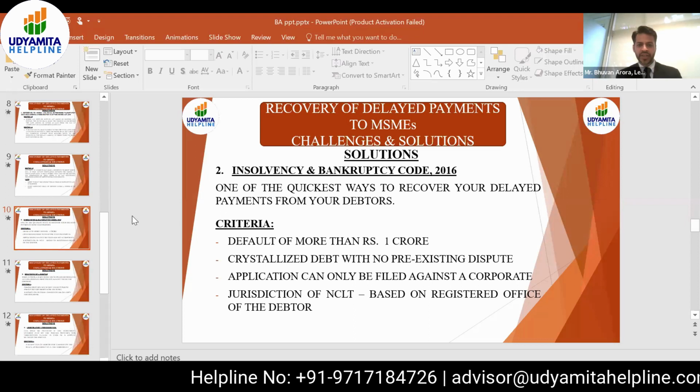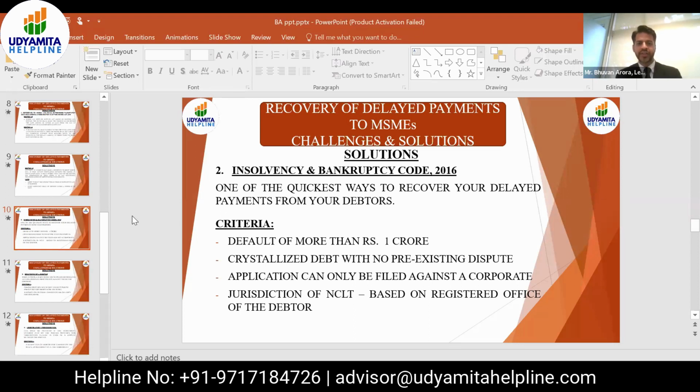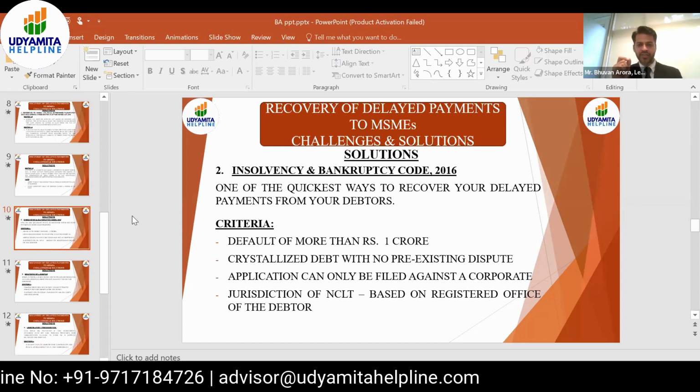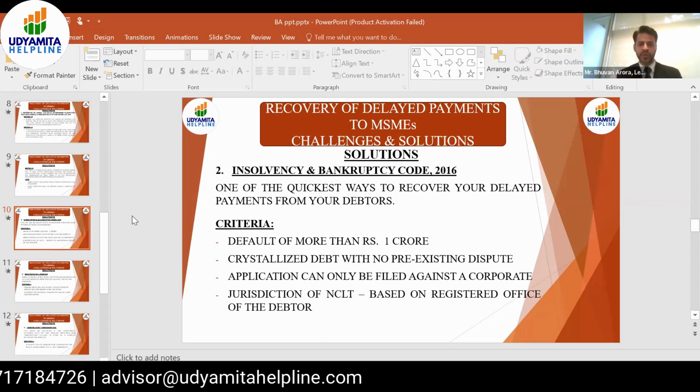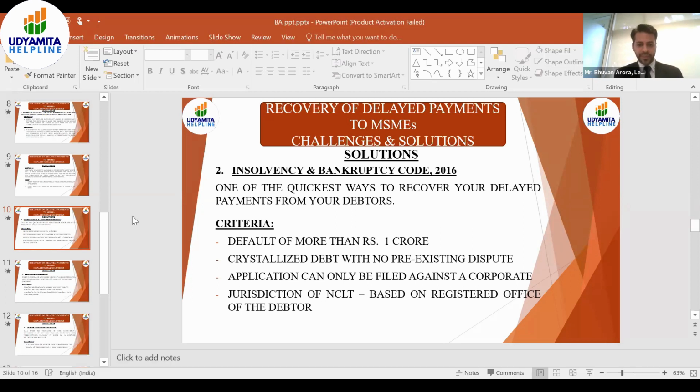Why so? Because it is a double-edged sword. So what is the criteria? Criteria is the default. So the minimum threshold is 1 crore. Earlier, before Corona, it was 1 lakh. After that, because many companies and industries suffered due to Corona, the government issued a notification and increased that limit to 1 crore. So the default has to be 1 crore.